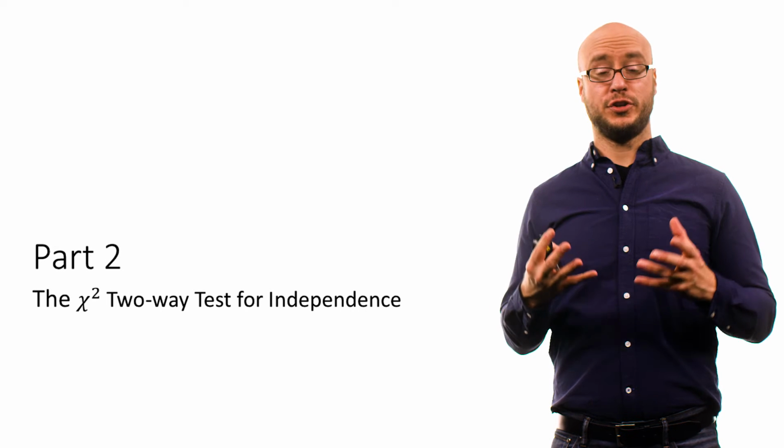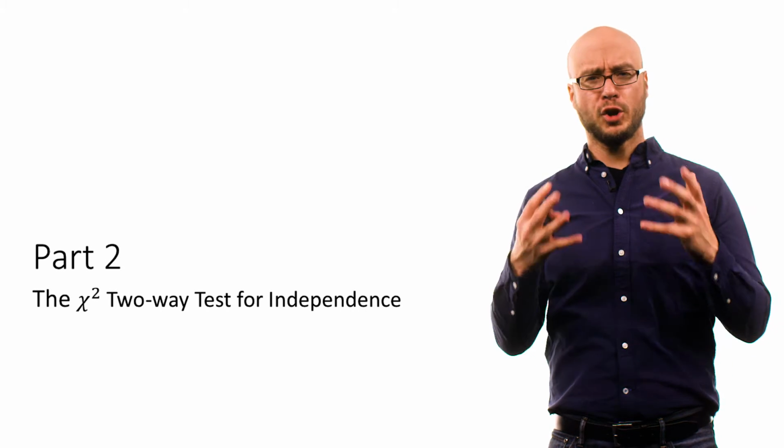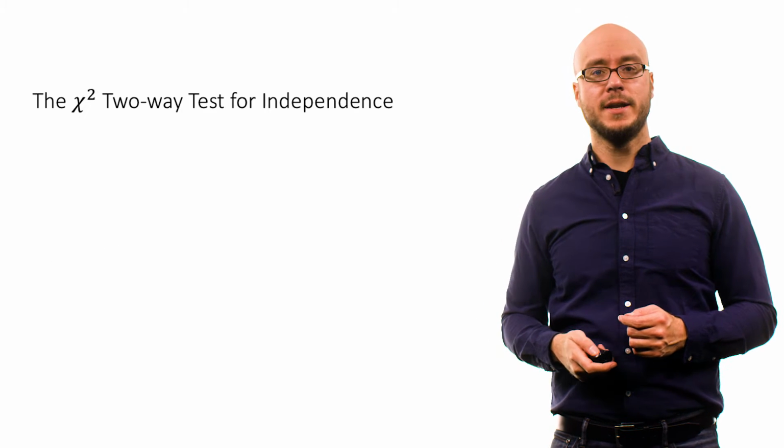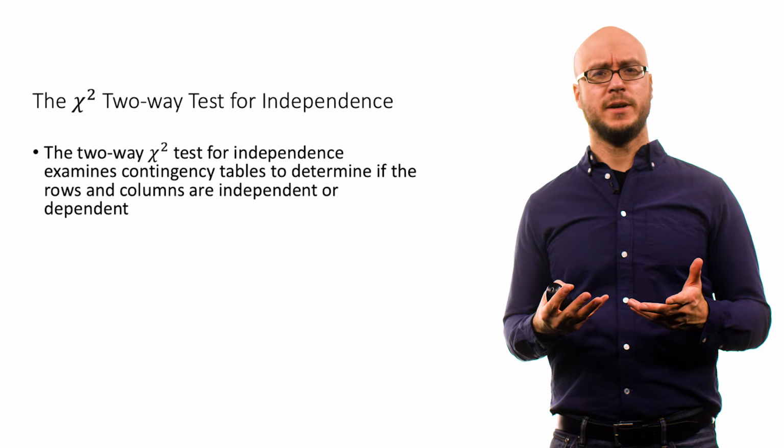We're now ready for part 2 of this week's discussion. For part 2, we're going to talk about the chi-squared two-way test for independence. So what is the chi-squared two-way test for independence?